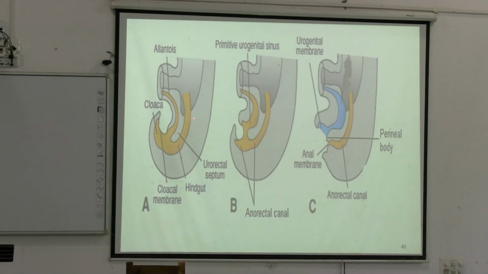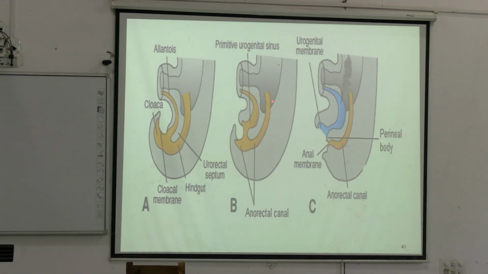This urorectal septum, which is a mesenchymal tissue, grows and splits this cloaca gradually from picture A to B into two halves, ventral half and dorsal half. This is the ventral side of the body, this is the dorsal side of the body. So it splits this cloaca into two halves, anterior part and posterior part. Now, we focus on the posterior part, we leave the anterior part for other future classes.